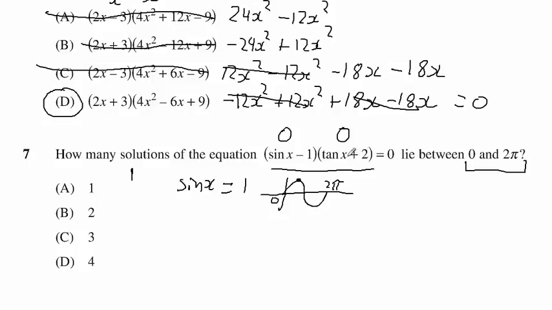Now we'll look at the tan x plus 2 bracket. When does that equal 0? Well, that equals 0 when tan x equals negative 2. So tan x has to equal negative 2, and we'll draw our graph of tan x, and we know that tan x looks like this.